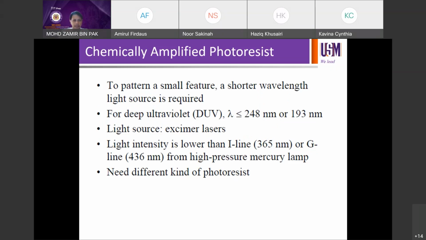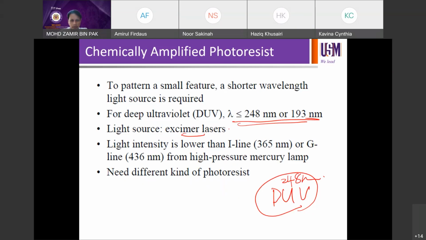CA resist is what you use on DUV, so it's called chemically amplified, and DUV uses 248 nanometer. To pattern a small feature, shorter wavelength light source required. For this case, it can be 248 or 193. Light source excimer lasers. So for 248, we use KrF, krypton fluoride. For 193, we use ArF, argon fluoride. So different sources to generate the lasers.